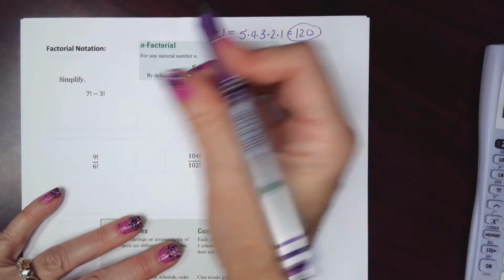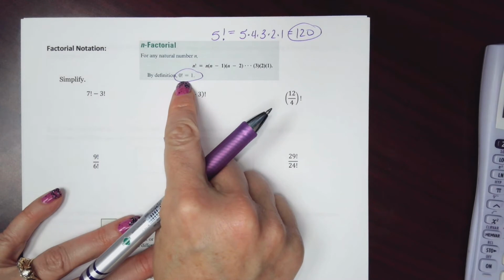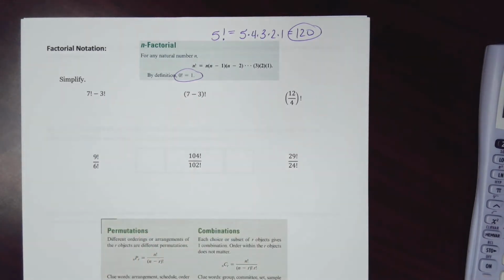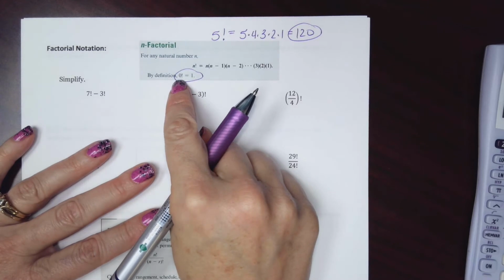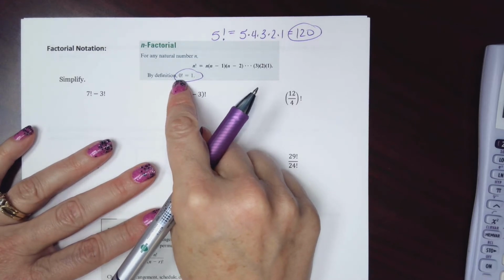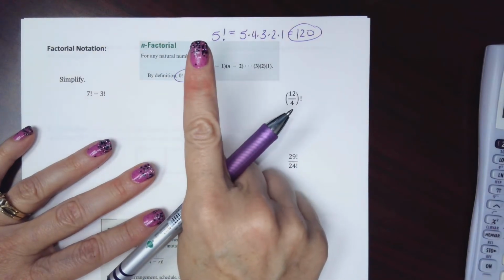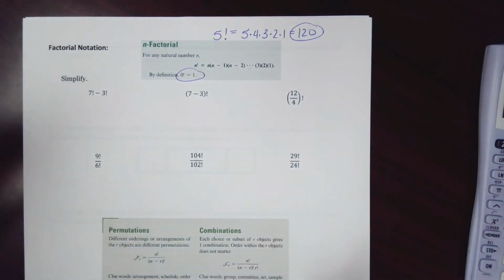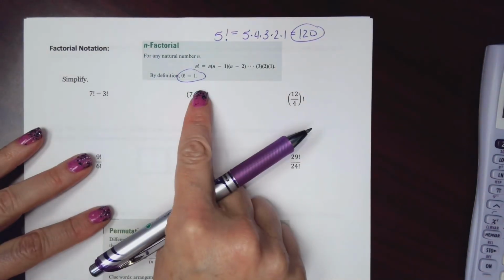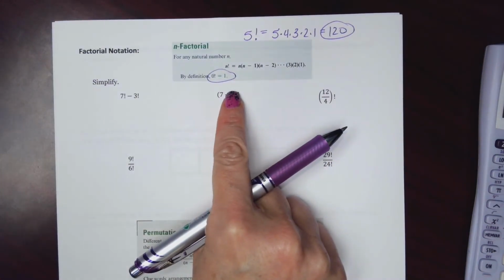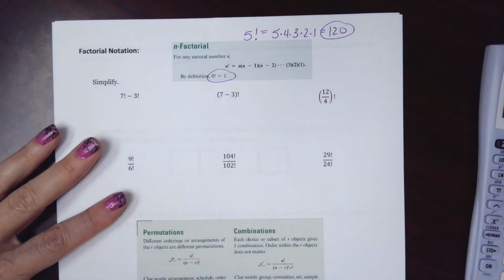Now, one thing to remember, by definition, 0 factorial is just 1. We use factorial when we talk about how to arrange objects. Well, if I've got 0 objects, I can arrange those 0 things one way. There's nothing there. Okay.